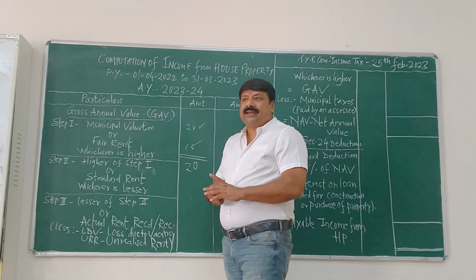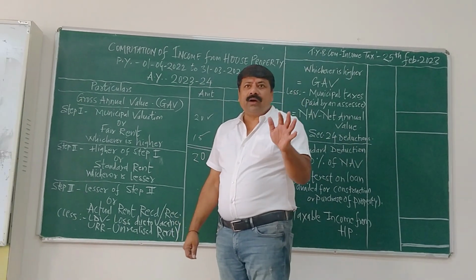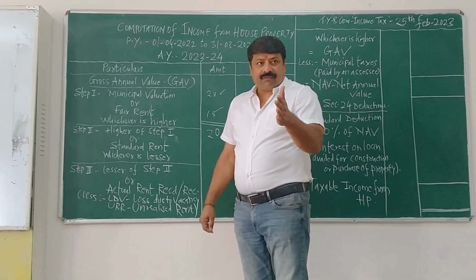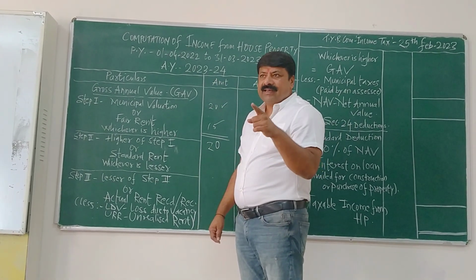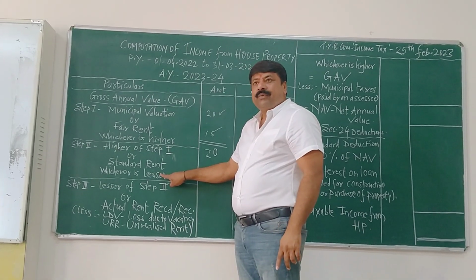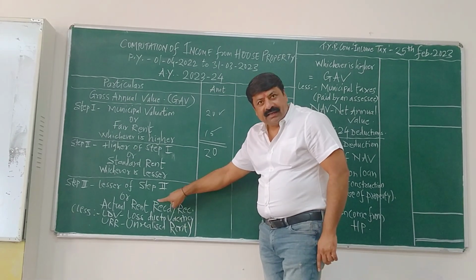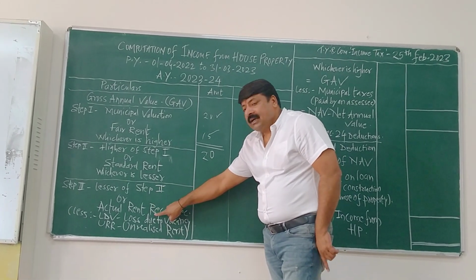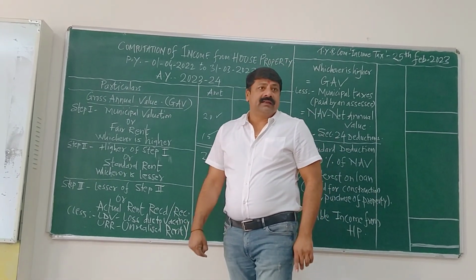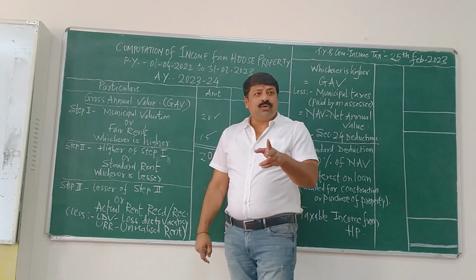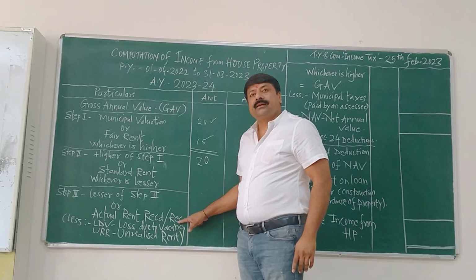The Indian Rent Control Act 1930 had been passed by the Parliament of India, under which no landlord can charge rent from a tenant above the limits decided by the government. Is that clear? So standard rent, whichever is lesser. The lesser of step 2 will go to step 3: lesser of step 2, or actual rent received or receivable. Received also you have to consider; if receivable is the higher figure, then you will consider receivable.